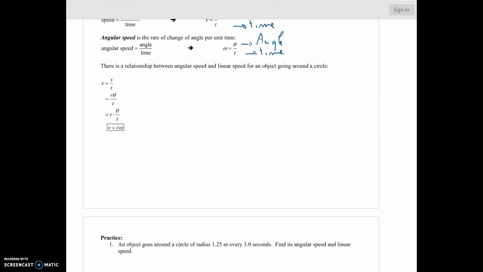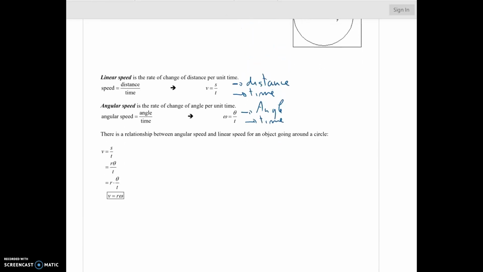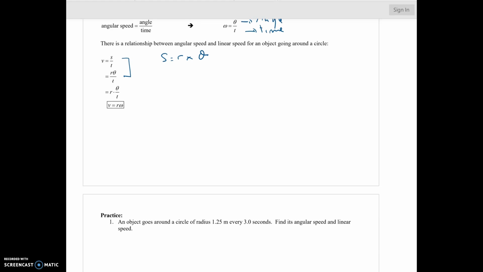Because I know that S, the distance, the arc length, is equal to r multiplied by theta, I can easily understand now that the linear speed is equal to r theta divided by T, and theta divided by T is omega. This is how we are connecting the linear speed with the angular speed, knowing that the linear speed is equal to the radius multiplied by the angular speed. And so v equals r multiplied by omega.